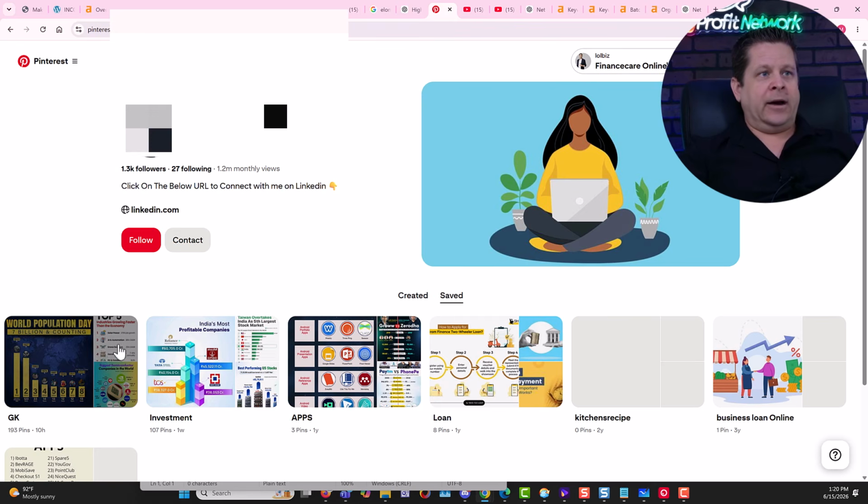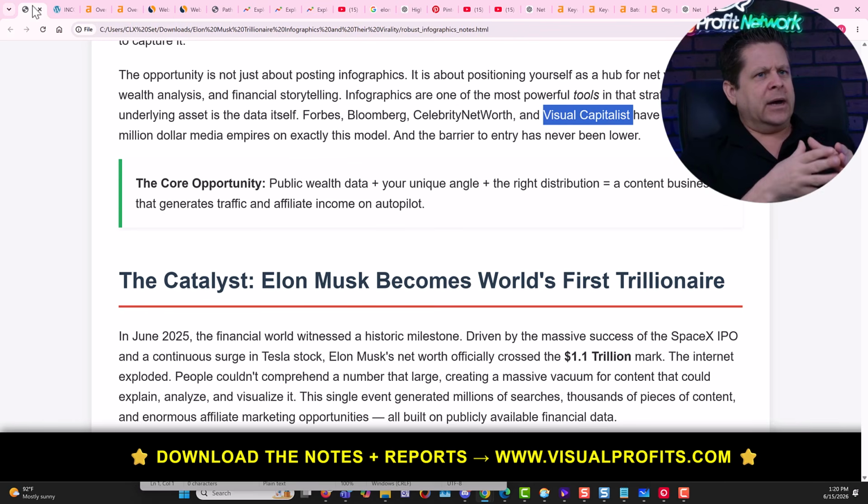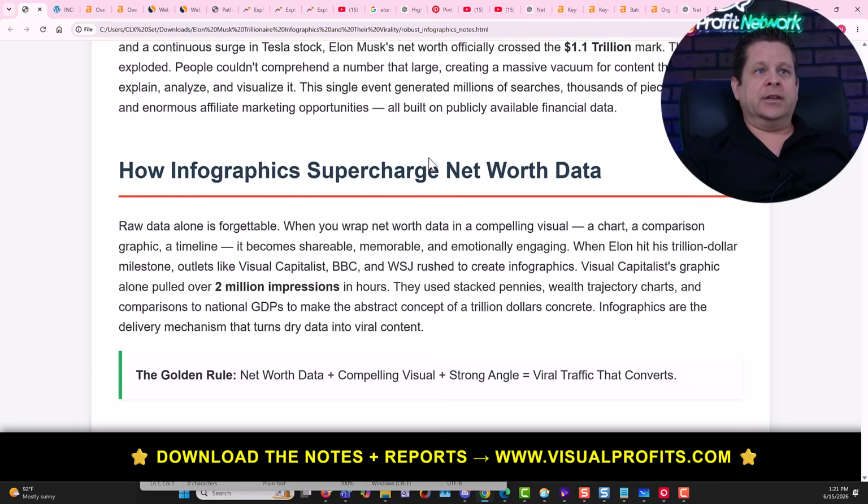We're going to talk about how data actually drives a lot of traffic. If we can use this strategically, it can work. And it's not just net worth data, although that is one that's kind of obvious and straightforward. It could be literally anything structured in the right way.